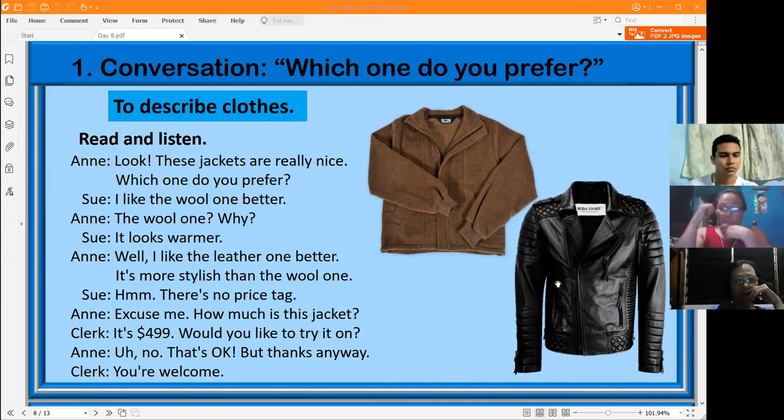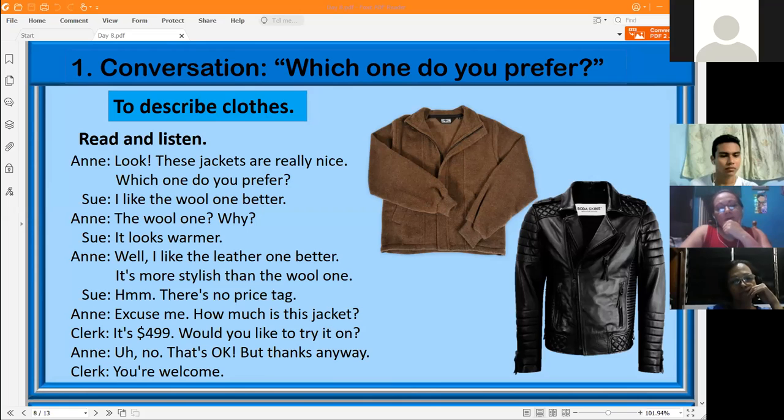Look, these jackets are really nice. Which one do you prefer? Miledis? Okay. I'm sorry. I like the wool one better. The wool one, why? It looks warmer. Well, I like the leather one better. It's more stylish than the wool one. There's no price tag. Excuse me, how much is this jacket? It is $490. Would you like to try it on? Oh, no, thank you. That's okay. But thank anyway. You're welcome.